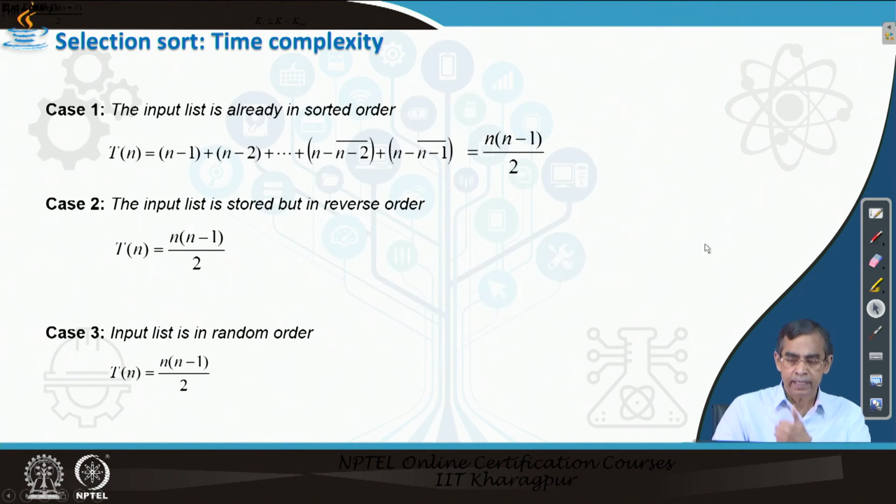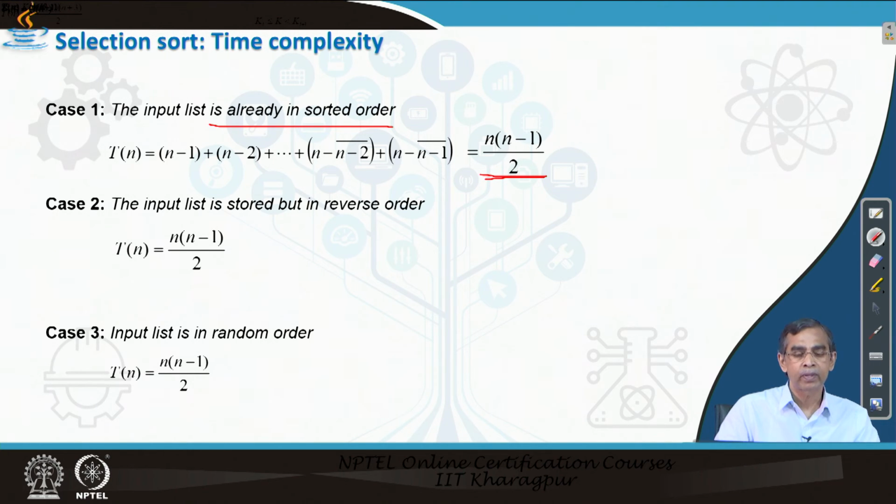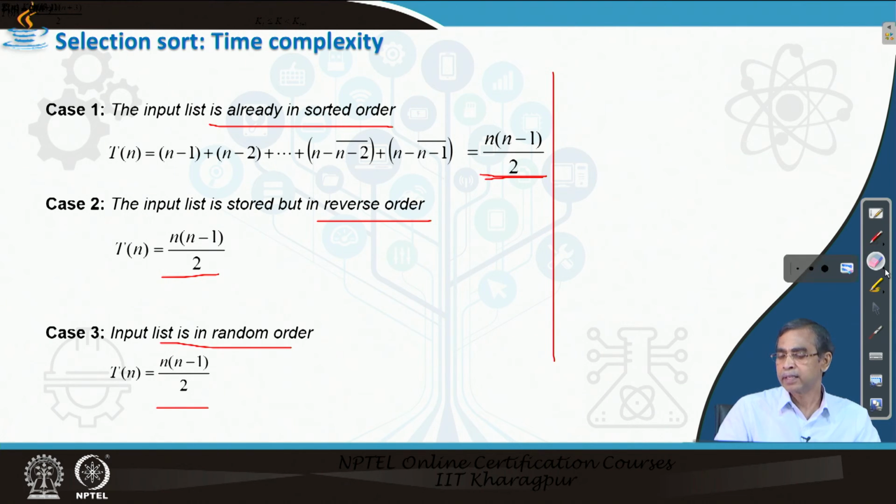Anyway, so this is the idea about the selection sort, and let's come to the complexity analysis. If the list is already in sorted order, then the total number of comparisons as well as movements required can be calculated as n into n minus 1 by 2. If it is in reverse order, it takes the same amount of running time, and if it is in random order, it also takes the same. So whatever the case, it basically takes the same complexity.